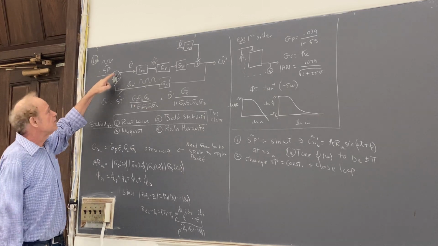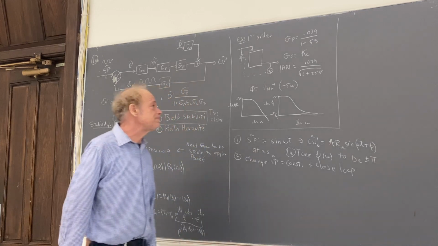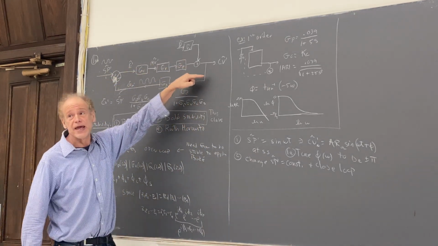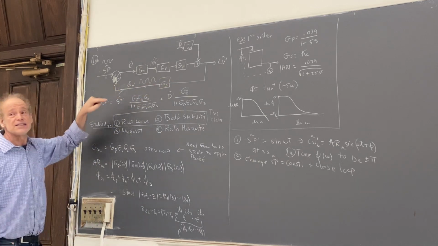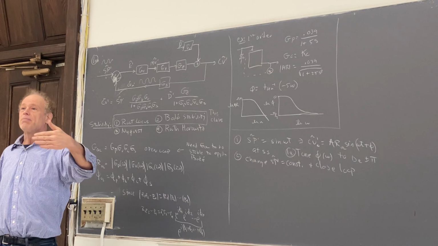But it has magnitude, the amplitude ratio of the open loop system. Now once I close the loop, that signal goes through the loop again, gets multiplied by the amplitude ratio again, and shifted again by minus pi.